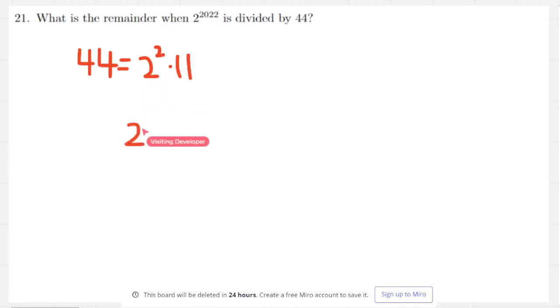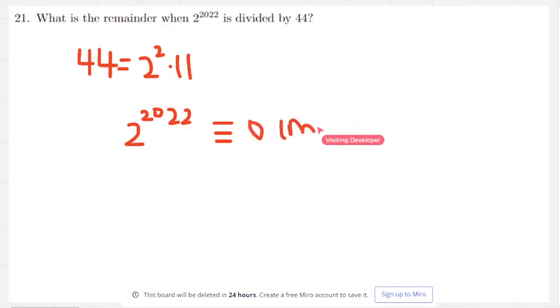So it's pretty easy to see that 2 to the 2022 is congruent to 0 mod 2 squared, or mod 4, since 2 to the 2022 is clearly a multiple of 2 squared. And so now we just have to look at 2 to the 2022 mod 11.